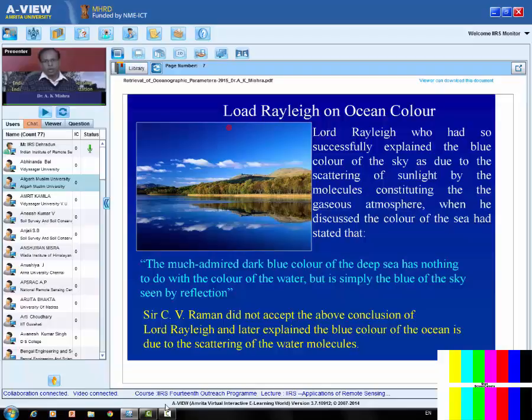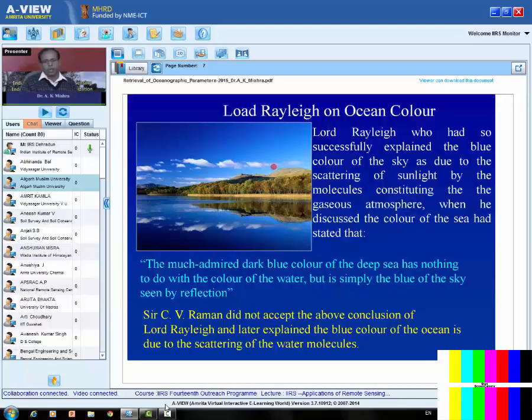Lord Rayleigh is famous for explaining the blue color of the sky. He explained that the blue wavelength is scattered more than other wavelengths. So the air molecules scatter blue light more compared to other wavelengths, so the sky color you are seeing is blue. But when he came to interpret the ocean color, he interpreted that the much admired dark blue color of the deep sea has nothing to do with color of the water, but is simply the blue of the sky seen by reflection.